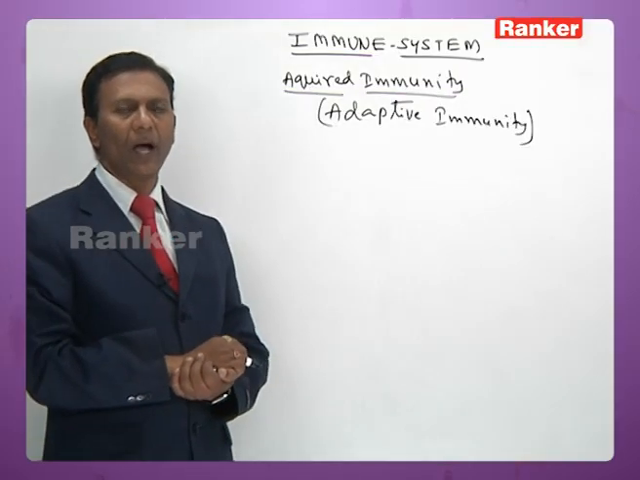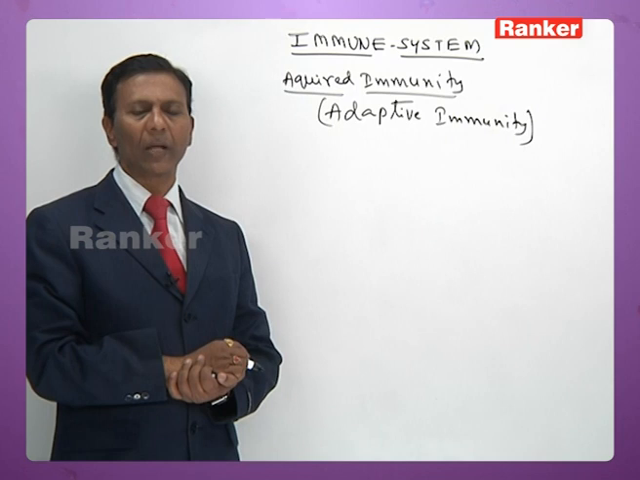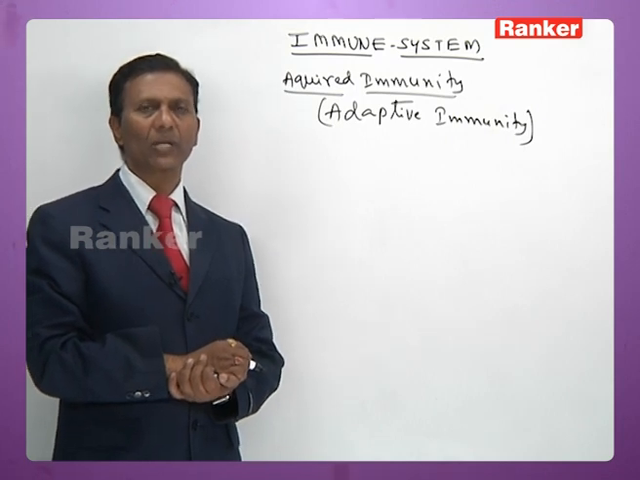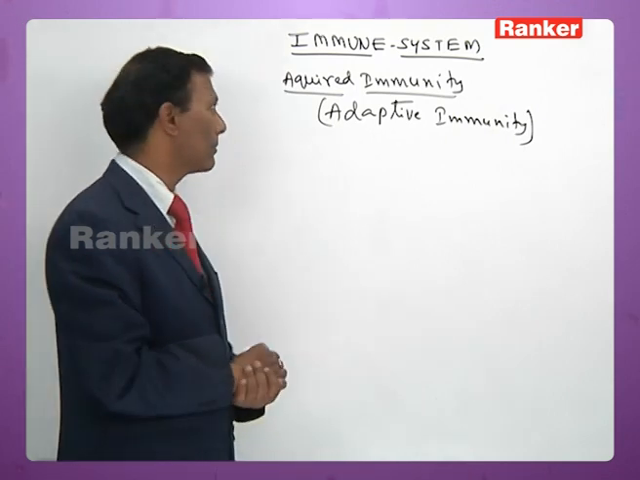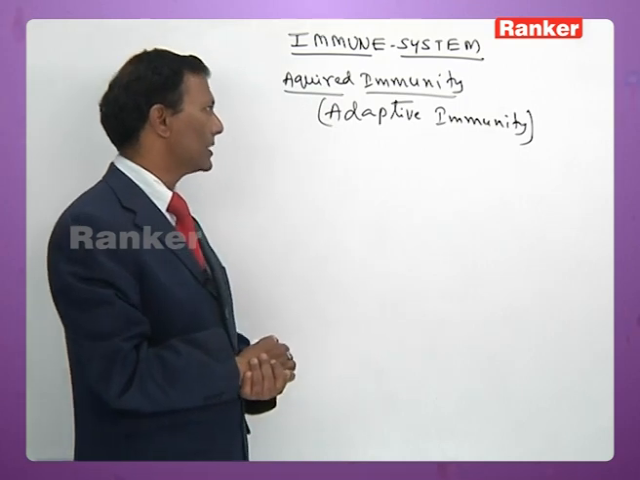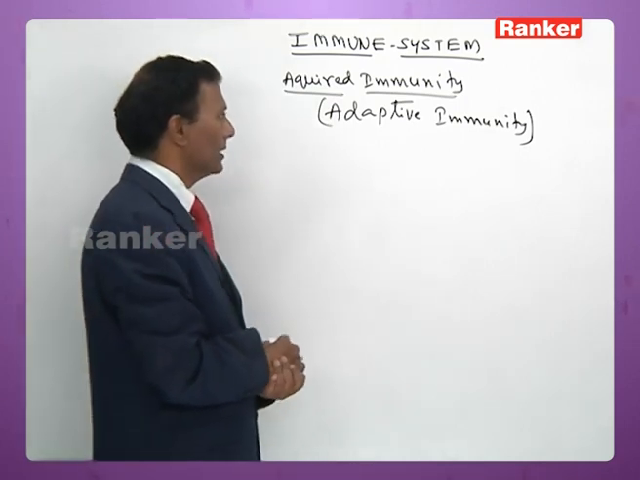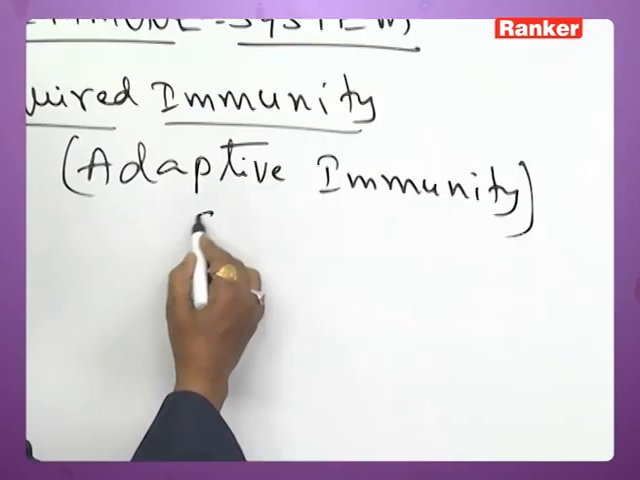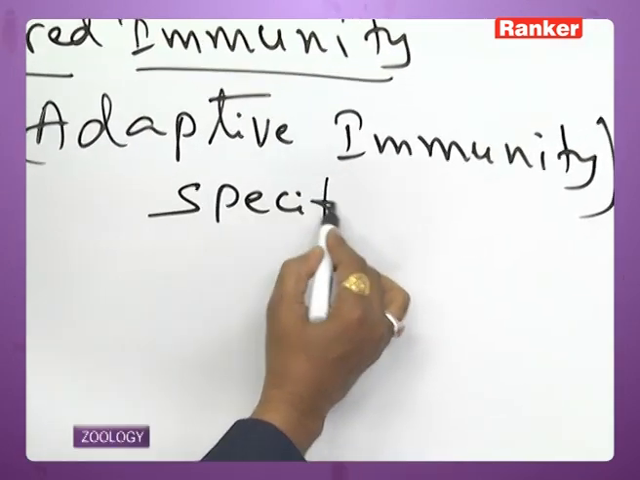Acquired immunity or adaptive immunity. The immunity that is acquired in response to the pathogen during the lifespan of a person can be called acquired immunity, which is also called adaptive immunity. This adaptive immunity is also called specific immunity.